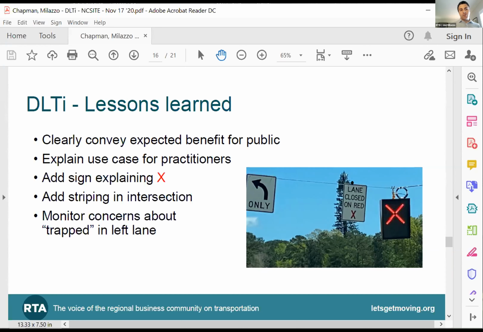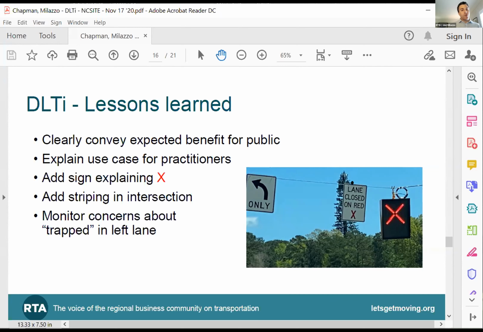Why can't I use the rightmost lane is one of the big questions that came up. And the answer, of course, is the sight distance issue. That's the reason why. Explain the use case for practitioners. We're trying to do that this morning. Adding the sign explaining the X. Well, on the one hand, we all know that red X means the same whether you're on a bridge with tidal flows over a river in Philadelphia or the Chesapeake, for example, or at your local bank, red X, or at Edwards Mill Road, it means the same.